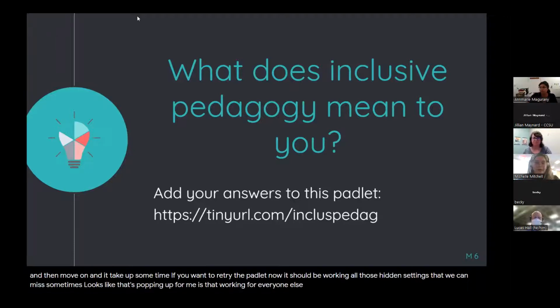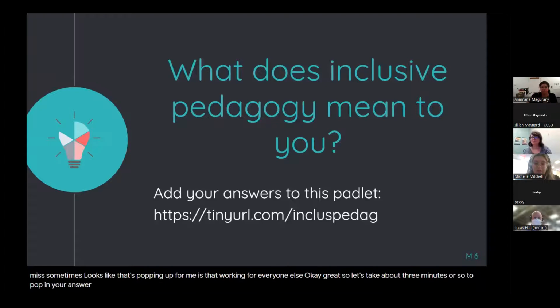Okay, great. So let's take about 3 minutes or so to plop in your answers. If you haven't used Padlet before, there should be a plus sign in the bottom right corner for you to add your thoughts. Okay, I'm gonna say let's just forget the Padlet, let's drop it.